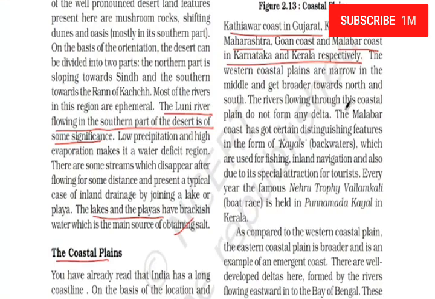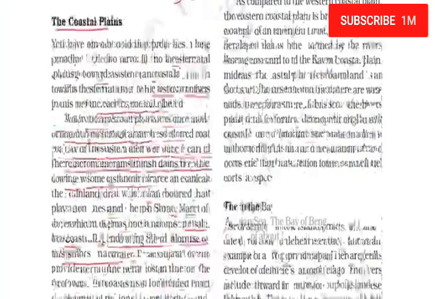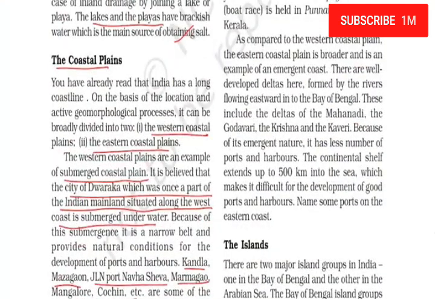And on the western side, rivers, when they enter the sea, do not form deltas because the space is very less. Estuaries are usually formed. The Malabar coast has got certain distinguishing features, that is, in Kerala you usually see backwaters or kayals, right? So these are some of the important things that we need to remember.